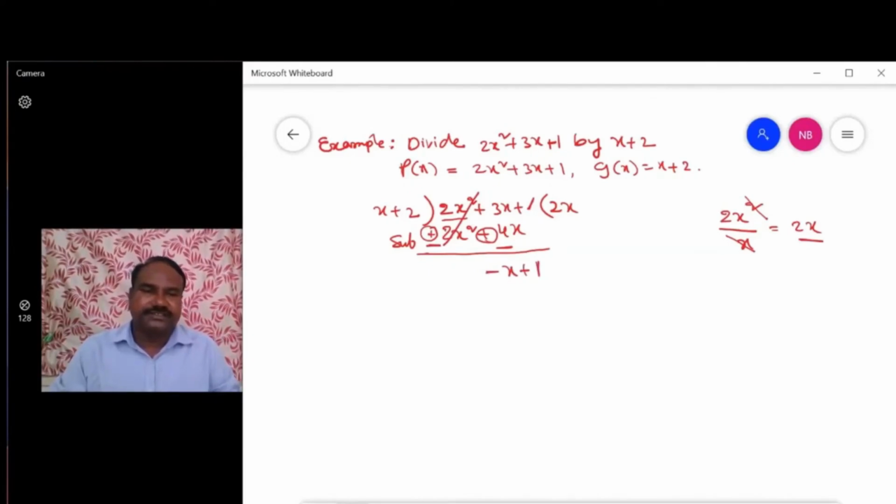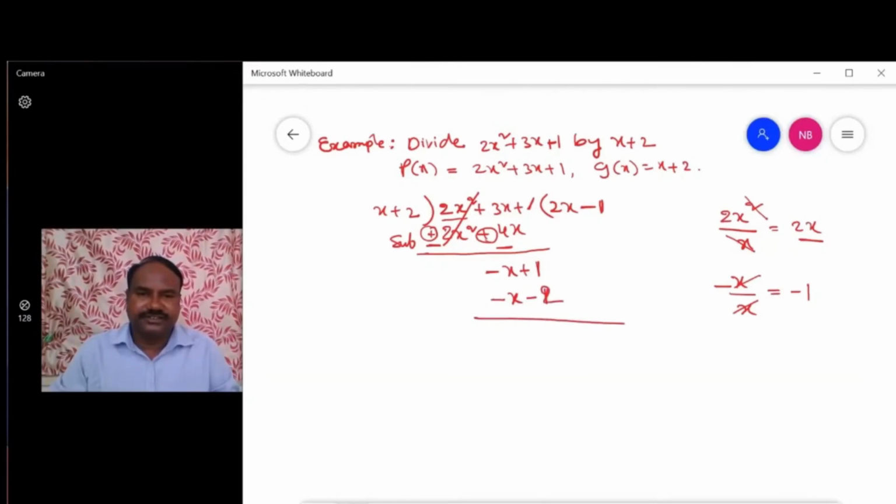Again to get the next term of the quotient, first term of the dividend by the first term of the divisor, minus x by x. So x and x get cancelled, this is minus 1. Now minus 1 is the second term of the quotient. Now again you multiply this x plus 2 with this minus 1. Minus 1 into x is minus x, plus into minus is minus 1 into 2 is minus 2.